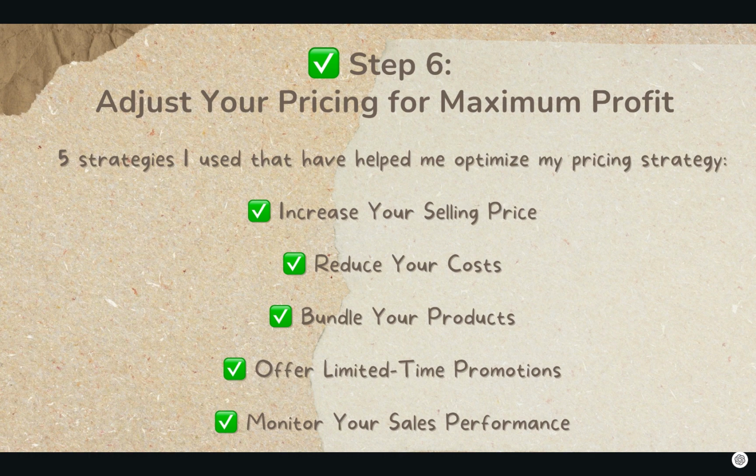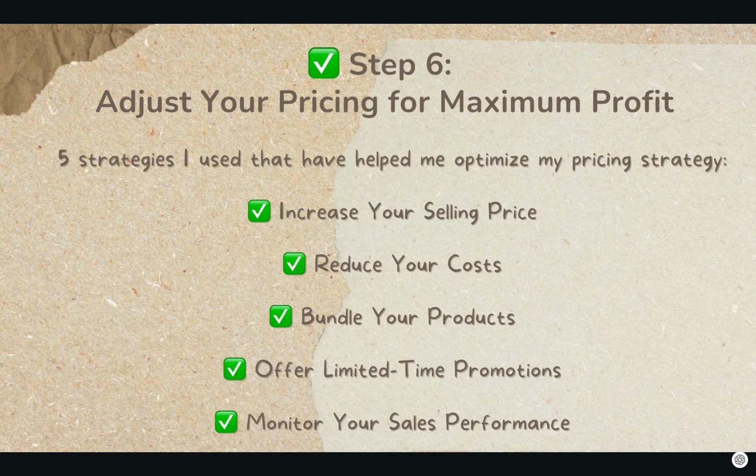Strategy number 2 is to reduce your costs. This is opposite to strategy number 1. So in this case, you look for ways to reduce your cost without compromising quality. Negotiate better deals with, for example, suppliers. In this case, if you are using any other platform other than Amazon KDP, then you can also play around with that. Optimize your variable cost or minimize unnecessary expenses.